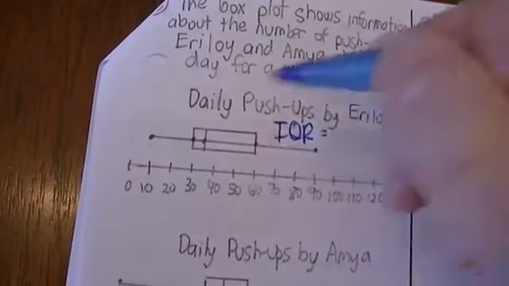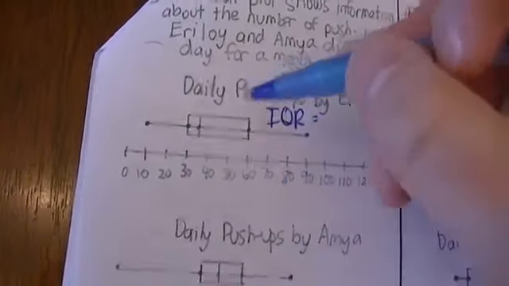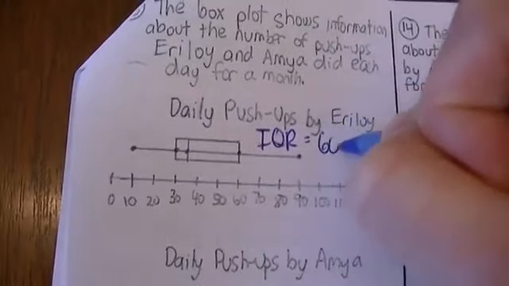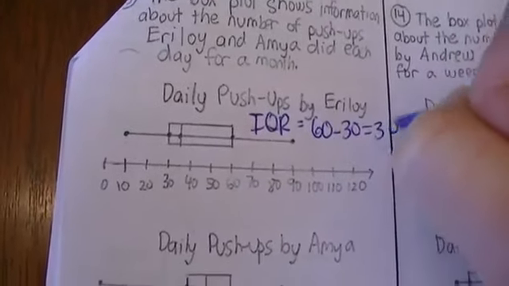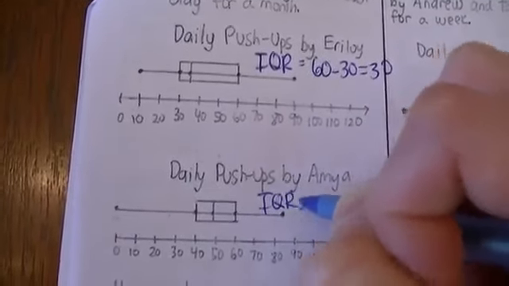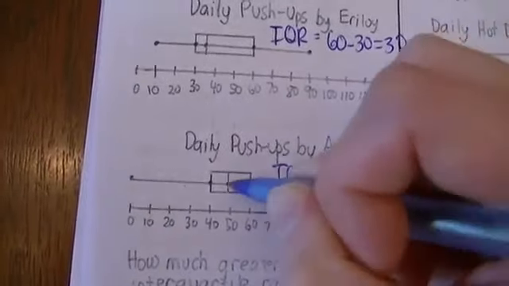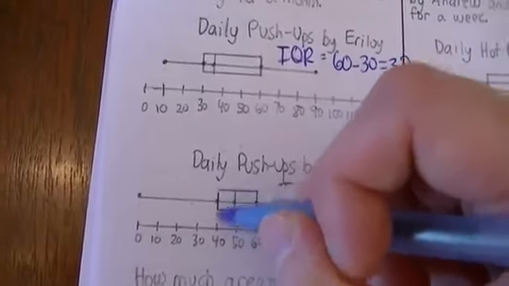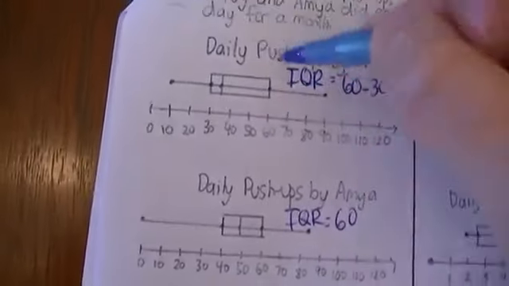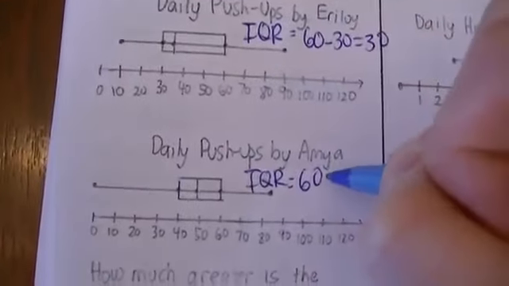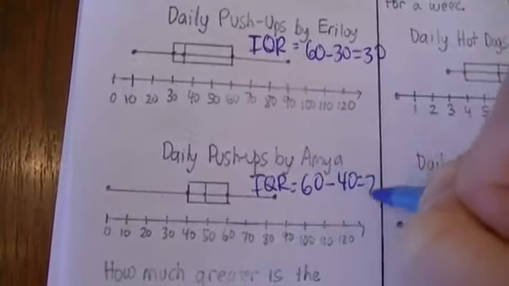So to find the interquartile range for Erloy, for actually all box and whisker plots, you take the upper quartile minus the lower quartile. So it'd be 60 minus 30, which is 30. Okay, for Amaya's interquartile range, upper quartile is 60, lower quartile is 40. Upper quartile minus lower quartile, so 60 minus 40 is 20.